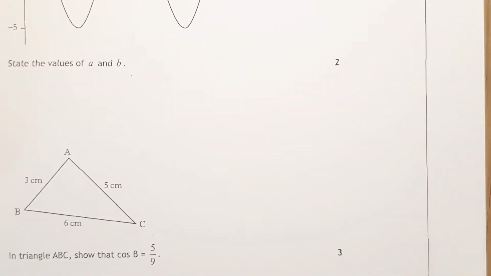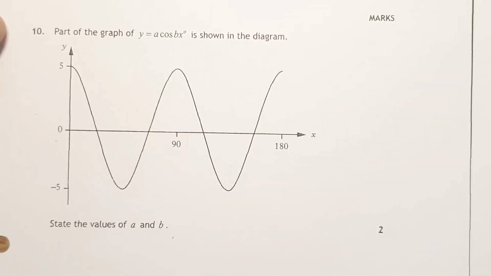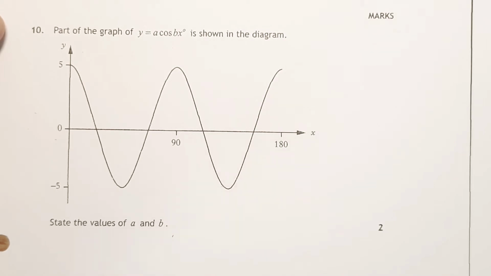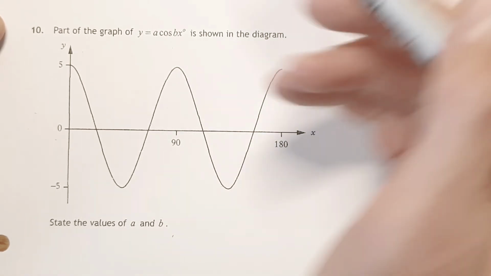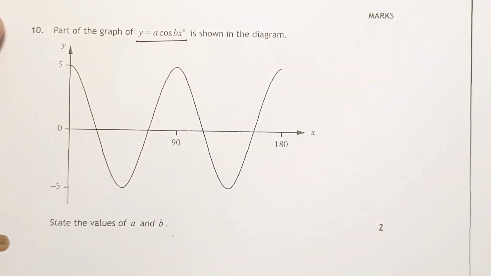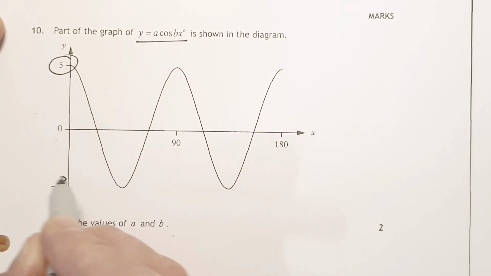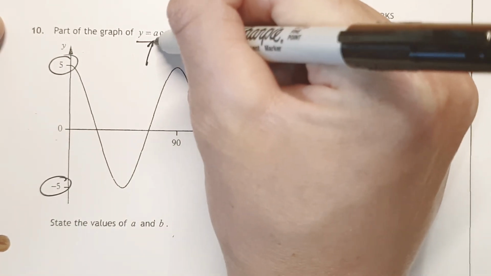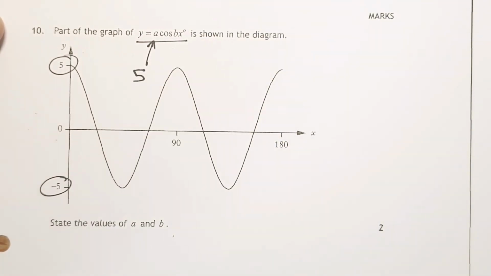Now in question 10, this is quite a quick question. It's just asking us to state the values of a and b, and it tells us we've got a cosine graph, y equals a cos bx, in the diagram here. Now we can see the maximum is 5, minimum is negative 5, so your value is going to be 5 for a. So we've got to specifically state a equals 5.